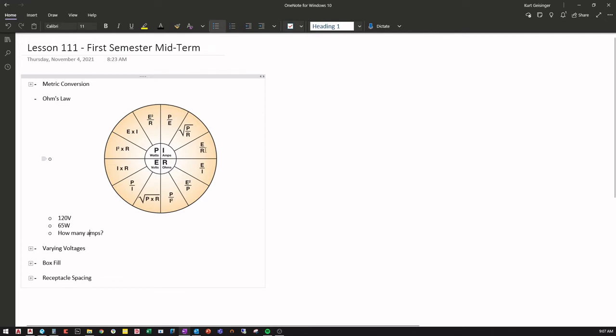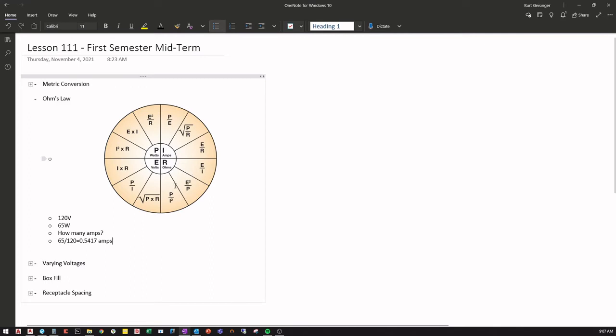Okay, so then what two values do we know? We know volts and we know watts. So let's find the formula that contains volts and watts here. That would be P divided by E. So I can come in here and I can say P, which is my watts or my power, right? 65 divided by E, which is my volts, or 120, is going to be 0.5417 amps, right? So there's my answer. Simple as that.